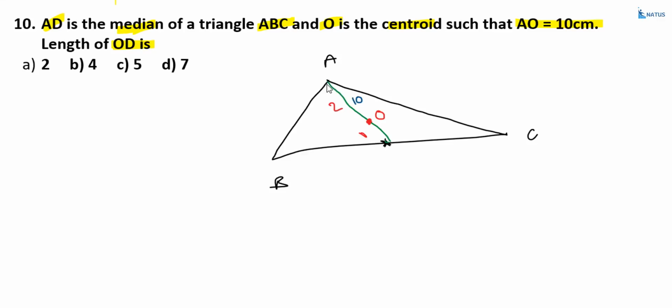O divides the median in the ratio 2 is to 1 from the vertex. Suppose this is equal to 10, then this value is equal to 5. What is the question? The length of OD. This is D, so the length of OD is equal to 5. Option C is the correct answer.